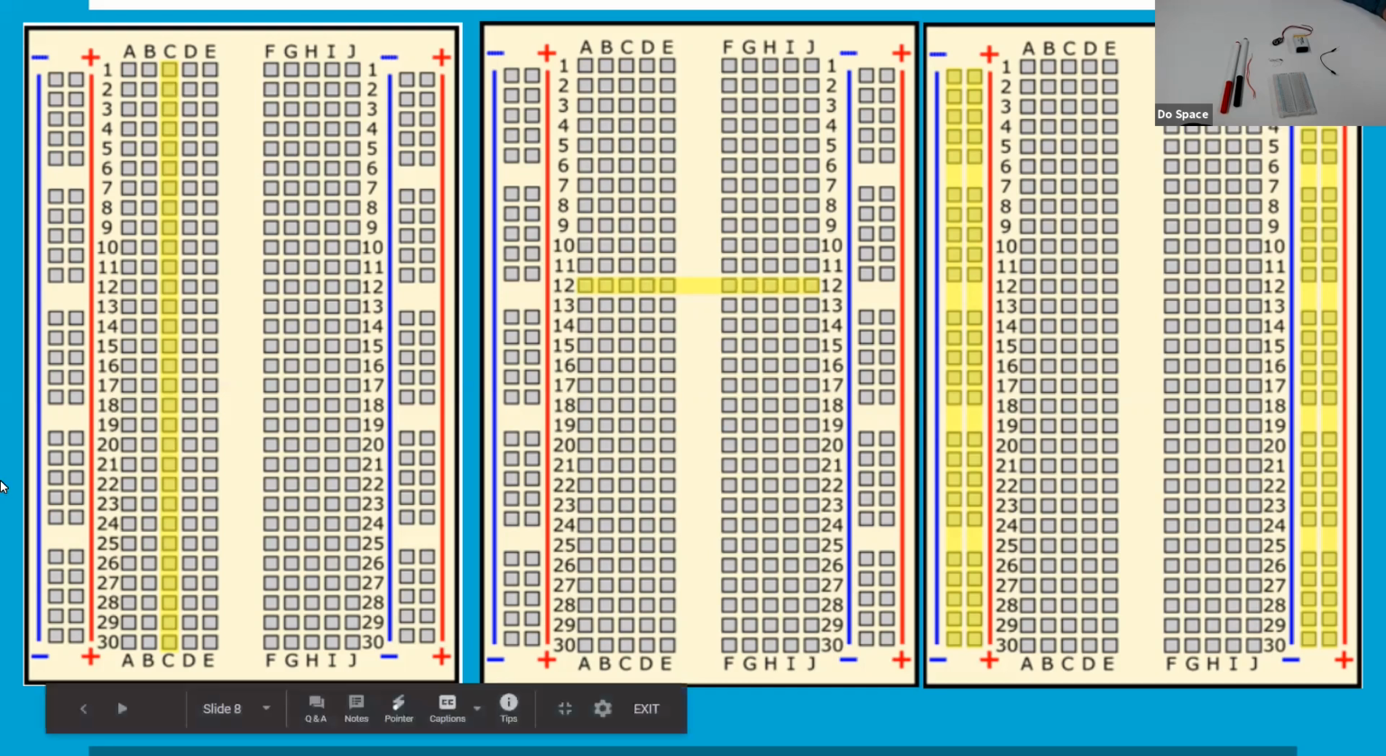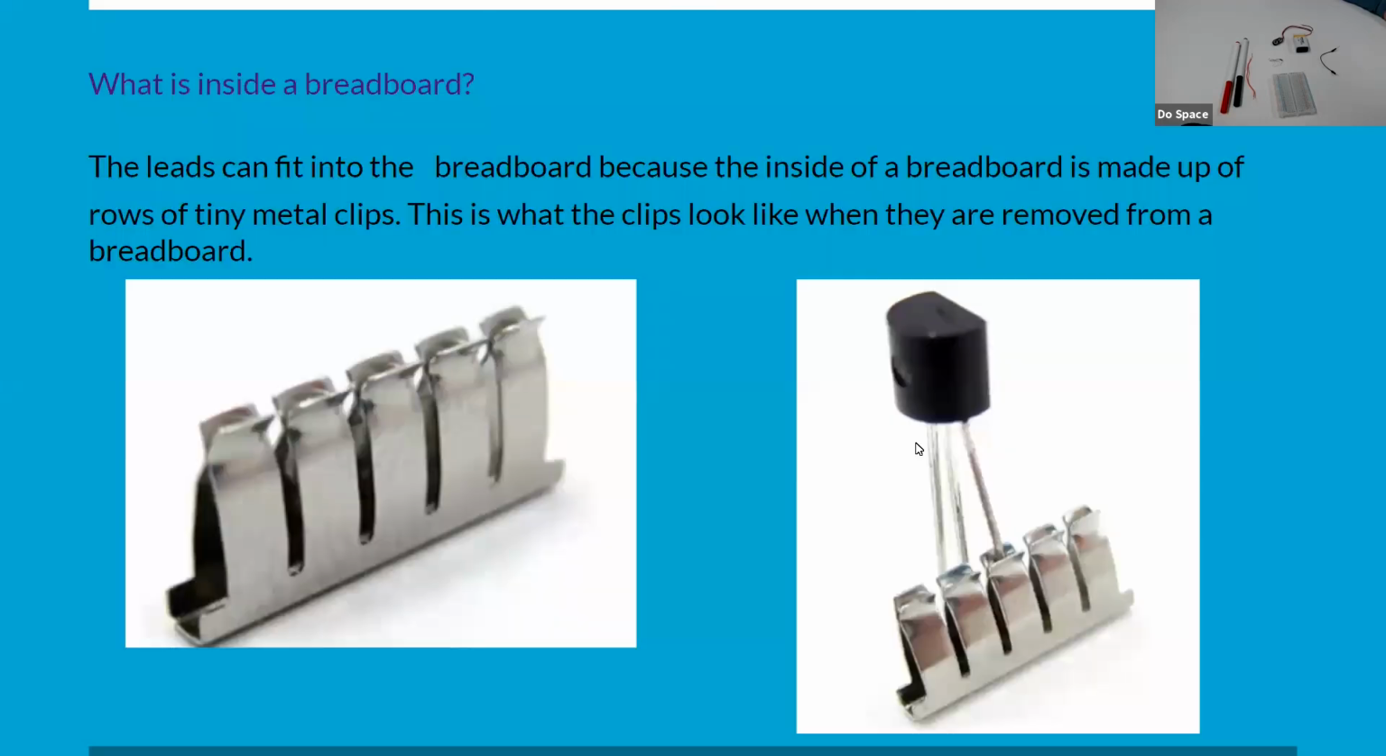So basically all of these are going to be connected, but A1 and A2 are not connected, and E1 and F1 are not connected. These are all connected because they're all in the same row. I hope that makes sense. When I do an example, it will make a little bit more sense, I promise. So these are our examples of our breadboard.